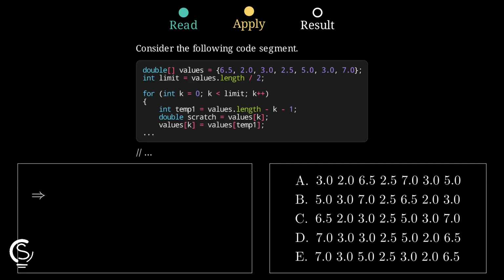The array length is 7, so the limit variable becomes 3 after integer division. This means our loop runs exactly 3 times, swapping the first 3 pairs of elements and values.